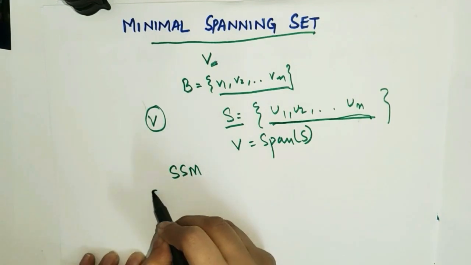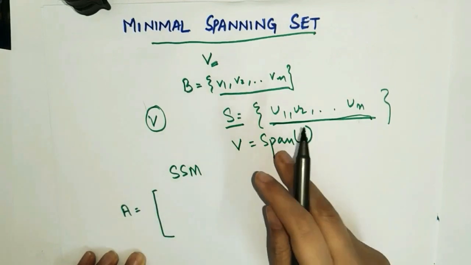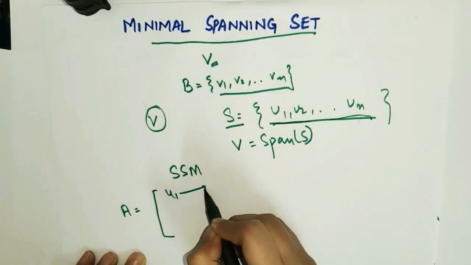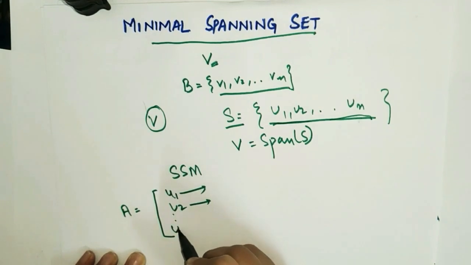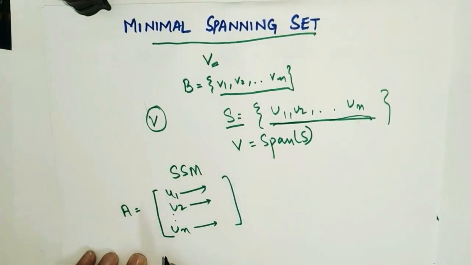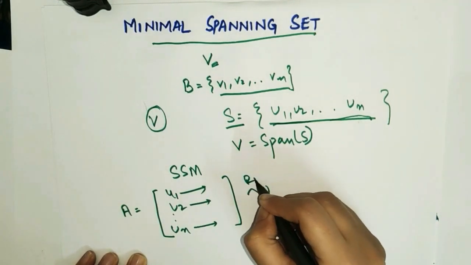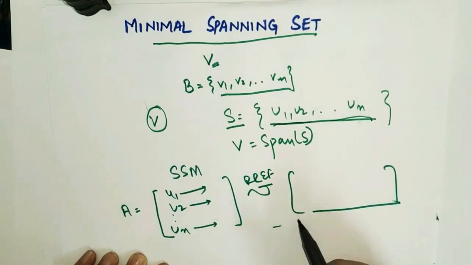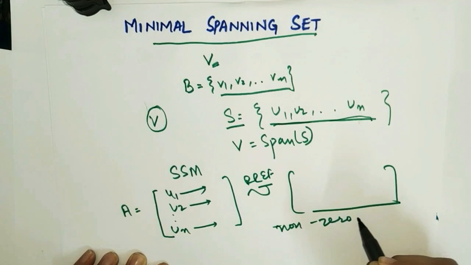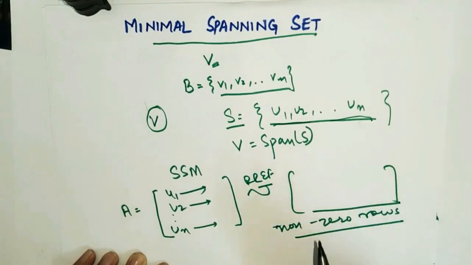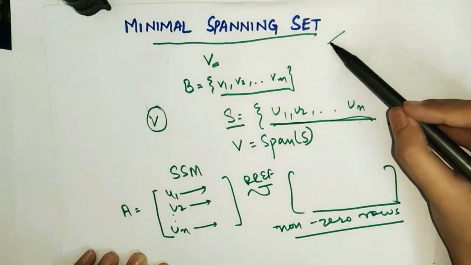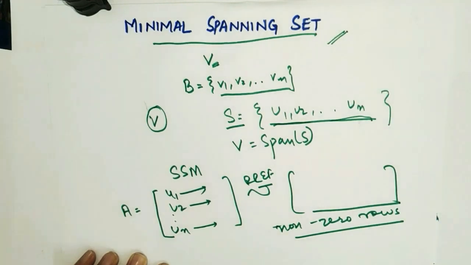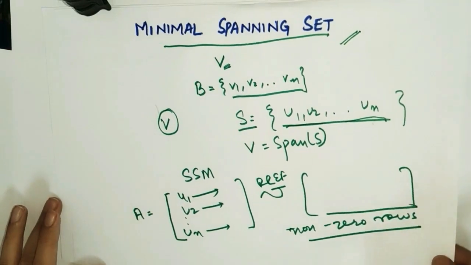So what we do is, we construct a matrix A whose rows are the vectors of S. So this is my first row, this is my second row, and my nth row. After constructing the matrix A, we find the RREF. And in the RREF, the non-zero rows would be the vectors that would constitute my minimal spanning set. And that will be a basis. I will just explain it through an example so it is a lot clearer.